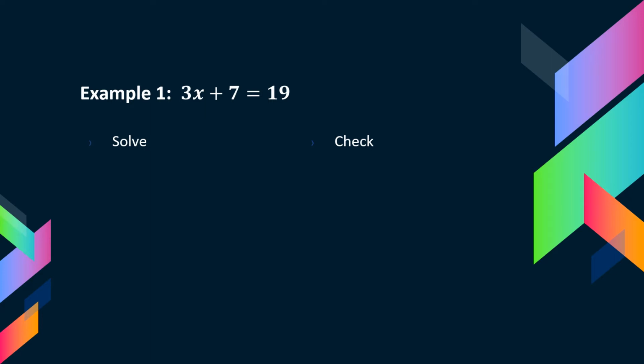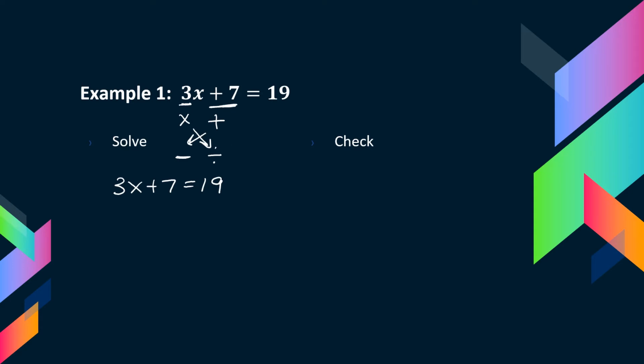So if x were any number, we would multiply it by this 3 first. So we would have multiplication first, and then we would add this 7 on. So we would have addition next. Now we want to undo each of those. To undo the addition, we would subtract. And to undo the multiplication, we would divide. So that's how we're going to go about getting the x by itself. We want to subtract first and then divide.